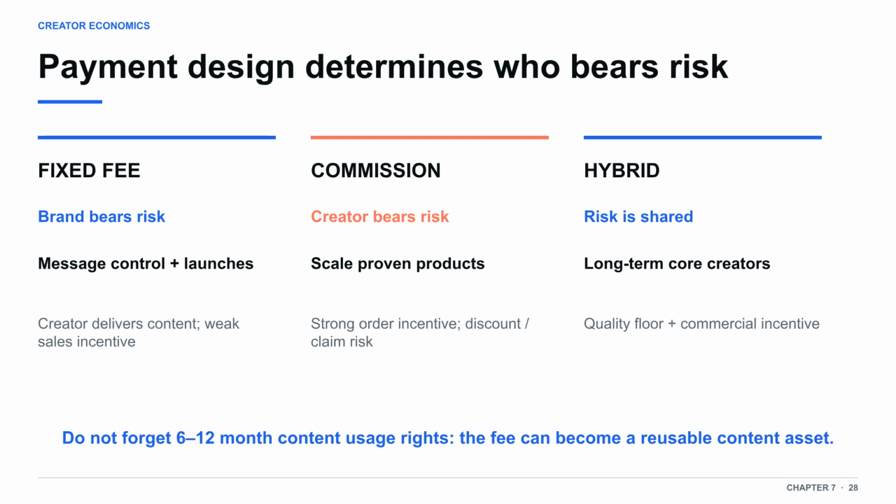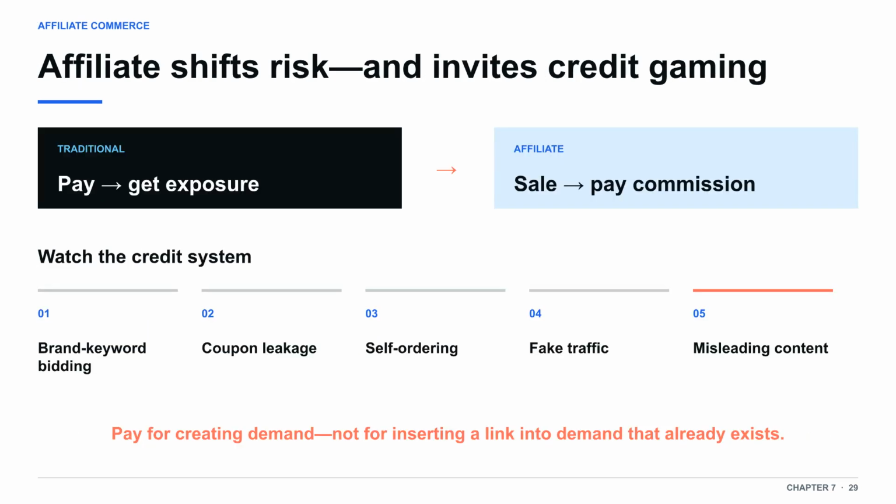How you pay a creator determines who bears the risk. Fixed fees offer more message control, while commission-based models create strong sales incentives. Consider a hybrid model for your core partners, and remember that content usage rights can turn a fee into a long-term asset. Affiliate marketing shifts risk to the creator, but it can also invite gaming the system, such as fake traffic or brand keyword bidding. Always ensure you are paying for the creation of new demand, not just placing a link in existing traffic.